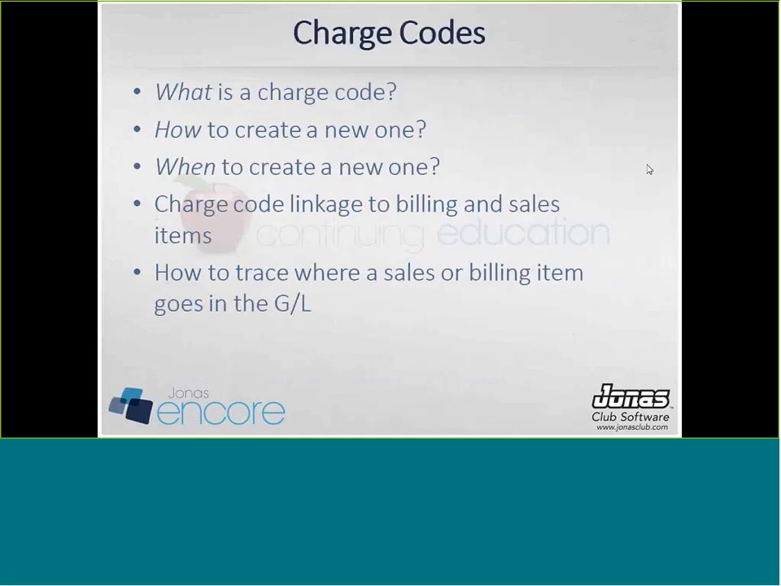So today we'll be talking about charge codes. What is a charge code, how we're going to create a new charge code, when to create a new charge code, and how those codes link to billing and sales items. Also, we'll look at how to trace where a sales item or a billing item goes in the general ledger. So these are all functions that are really helpful for understanding the background of the software, understanding where things are going, GL allocations. If you're finding something's not going to the right place, how can we spot that and fix it?